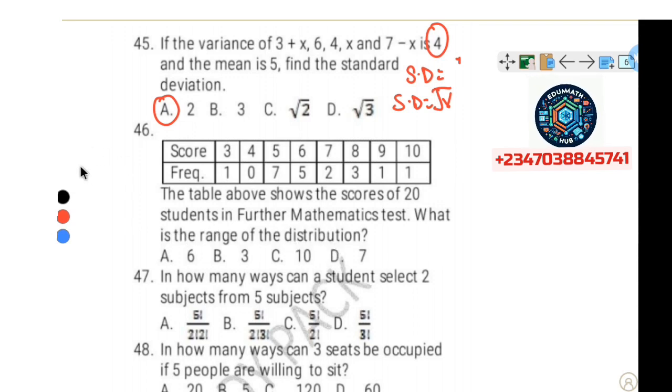If you're looking for range, the formula for range is the highest score minus the lowest score. These are the scores at the top here. If you check very well, you see that the highest score is 10, while the lowest is 3. So 10 minus 3 will give you 7. So the range is 7.